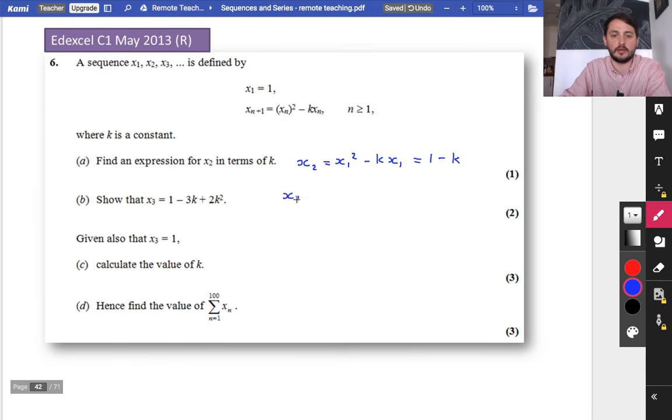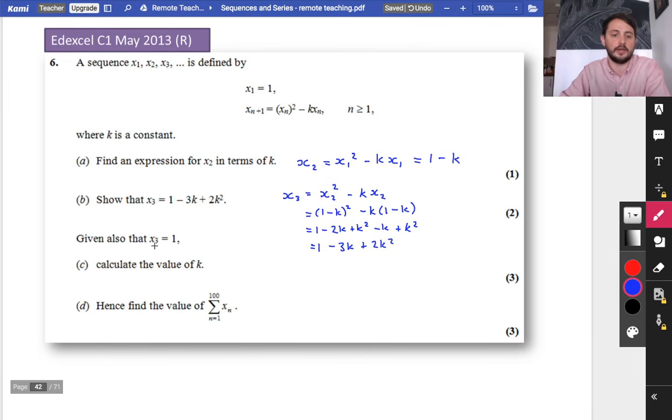Okay, well, x3, we know, is x2, the previous one, squared, x2 squared minus k lots of x2. But x2 is 1 minus k. So I'm going to substitute 1 minus k and square it, and I'm going to do k lots of 1 minus k. So when I expand this, I get 1 minus 2k plus k squared minus k. Careful of this last bit, it's a negative and a negative, so you get a plus k squared. So you end up with 1 minus 3k plus 2k squared, exactly as they wanted it to be here.